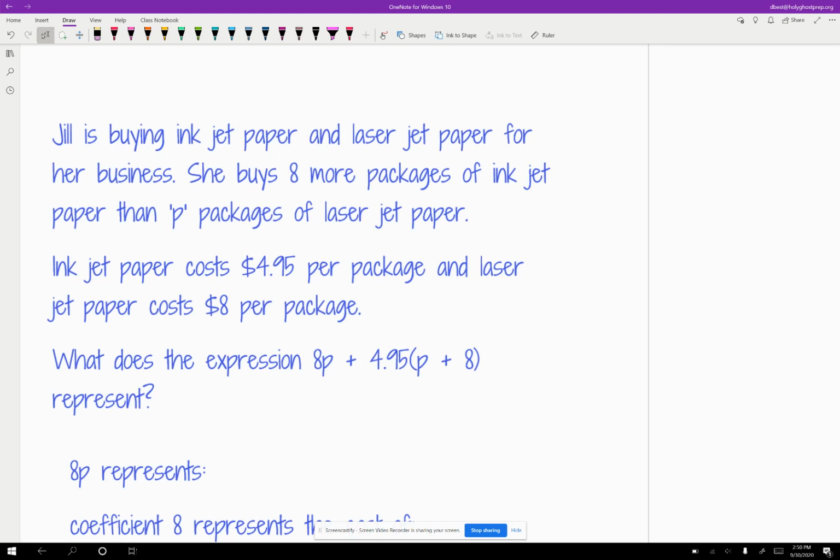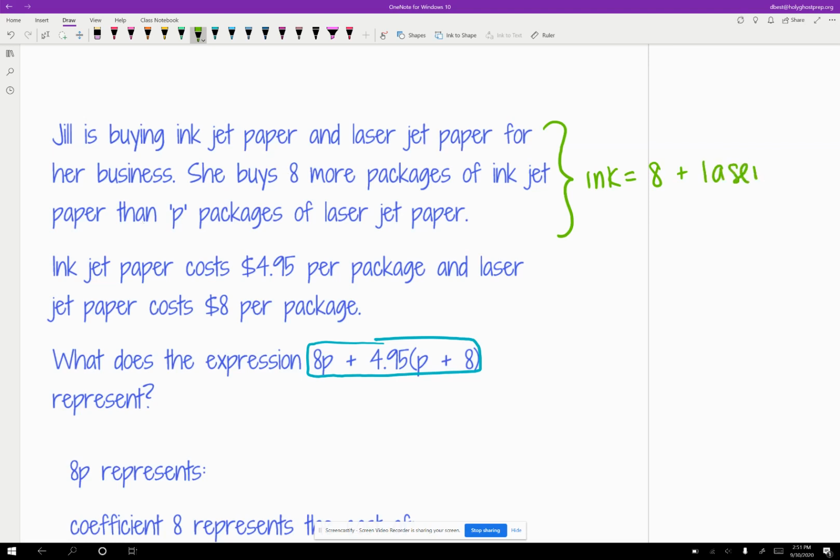So I've got this whole big expression here of 8P plus 4.95 times (P plus 8). And I want to know what that whole thing represents. And we're going to walk through this a little bit. Before I do that, I'm going to go back and annotate what information I have. So this first paragraph tells me that inkjet, she has 8 more packages than the laser. So I'm just going to write this out in words.